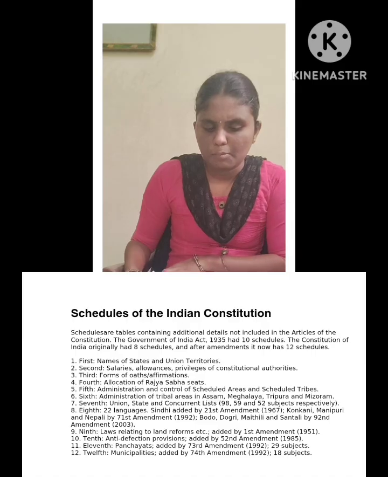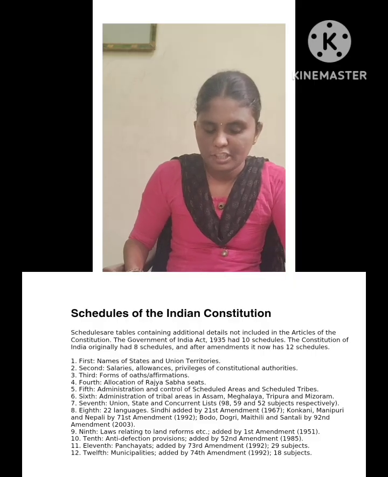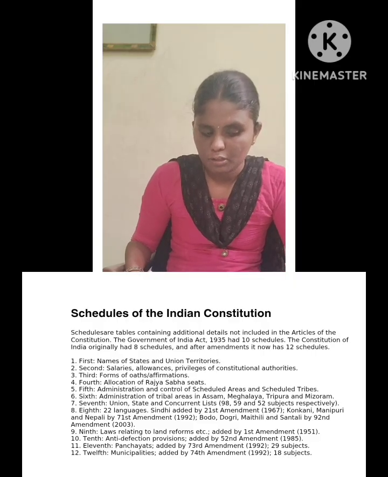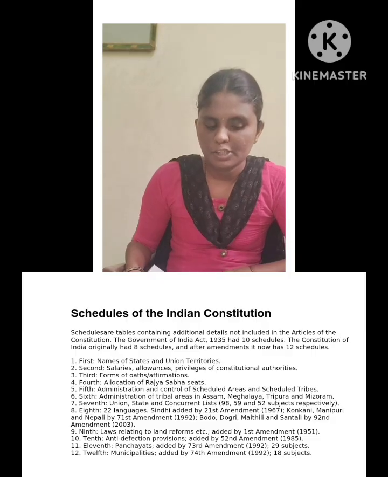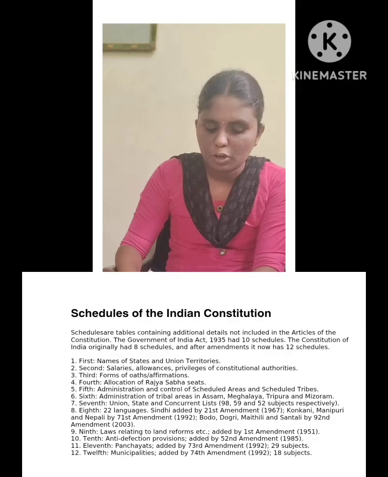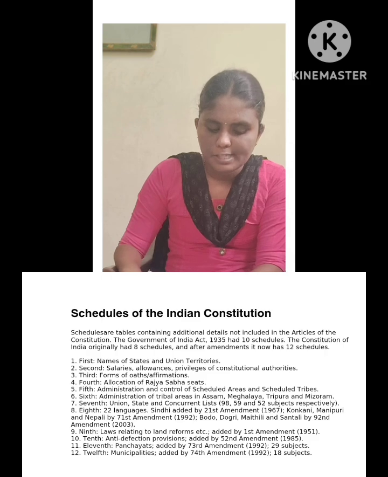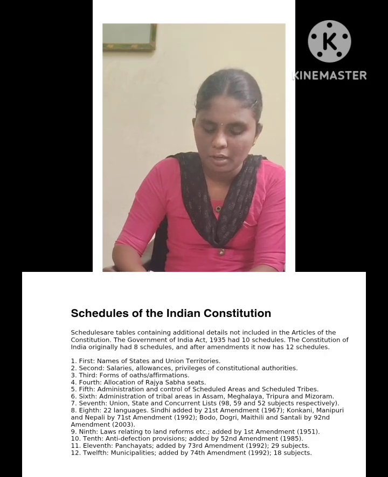The fifth schedule talks about the provisions in relation to the administration and control of scheduled areas and scheduled tribes. The fifth schedule clearly talks about the administration and control of the scheduled tribes and scheduled areas, right? And the sixth schedule talks about the administration and control of areas in Assam, Mizoram, Meghalaya and Tripura, right?